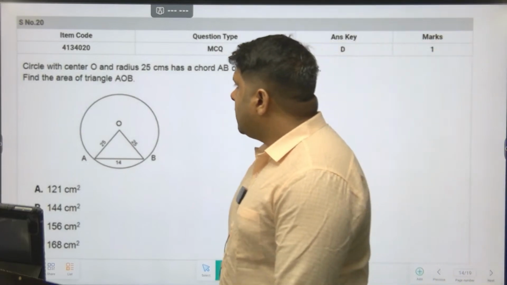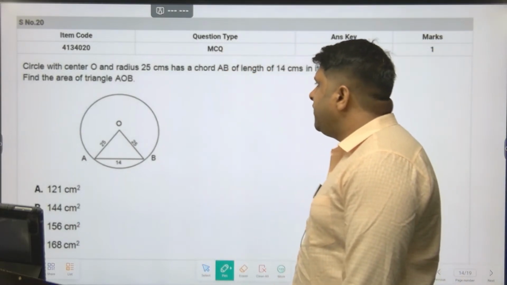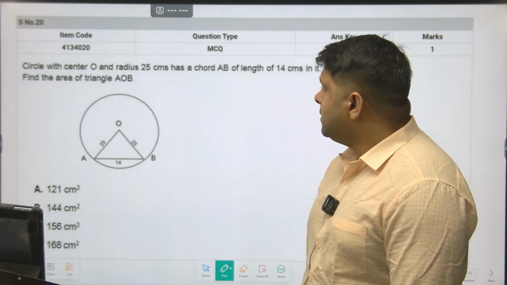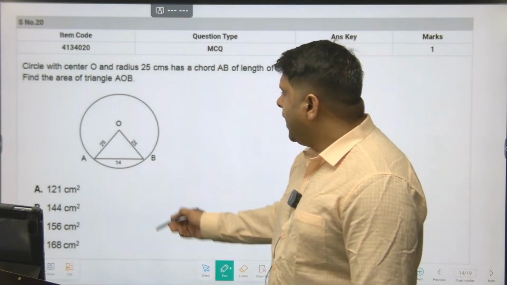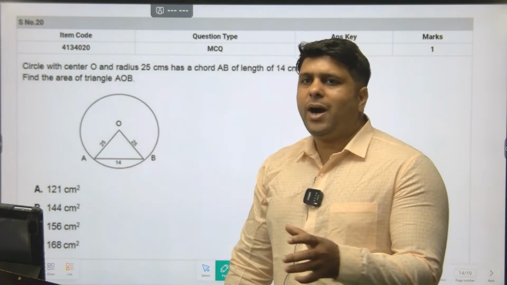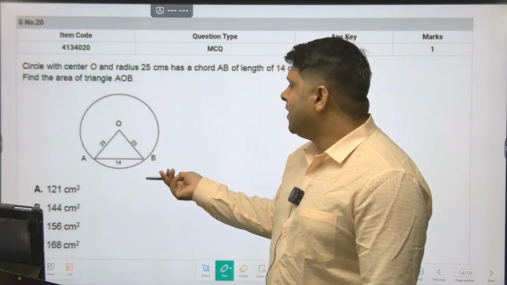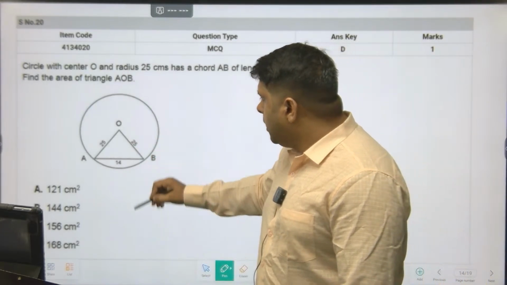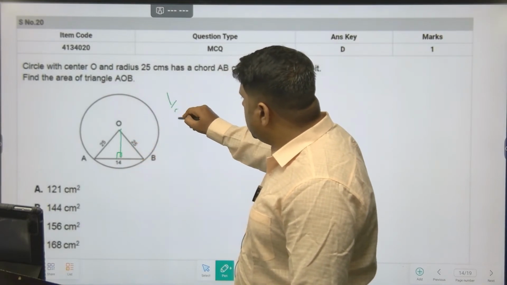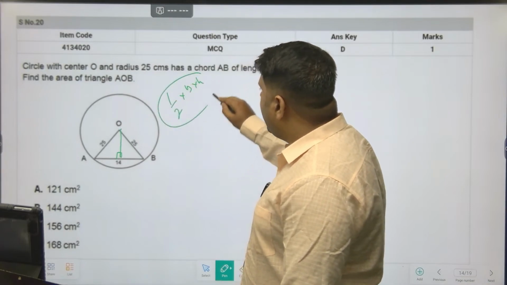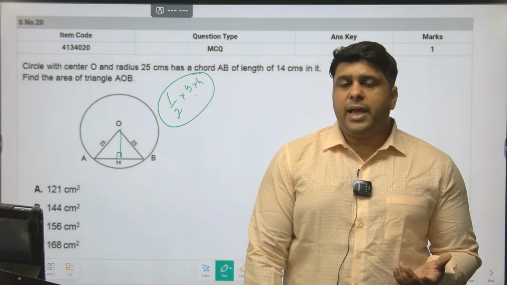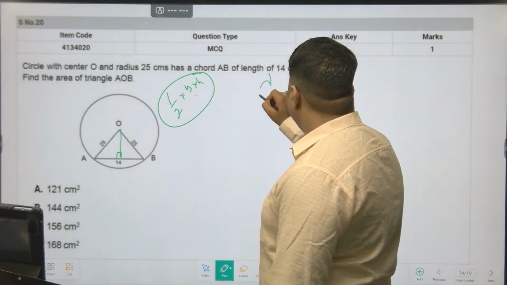Next question. A circle with center O and radius 25 centimeter has a chord AB of length 14 centimeter in it. Find the area of triangle AOB. So if you see this triangle here, they have given you an isosceles triangle because AO and OB are the radius and the radius value is 25. Now if we draw the perpendicular from here, I can find its area by using this formula, or I can find it by S by this formula also.